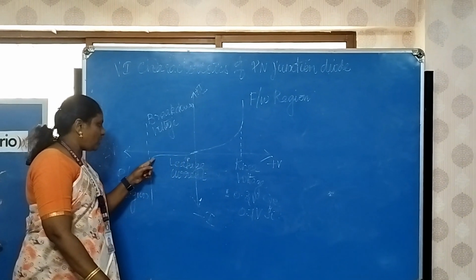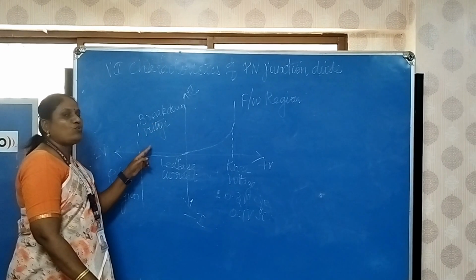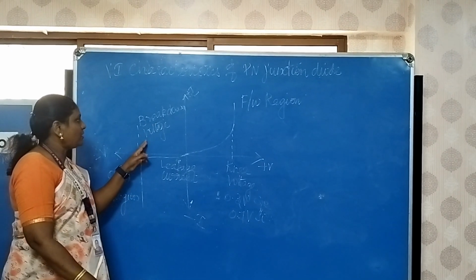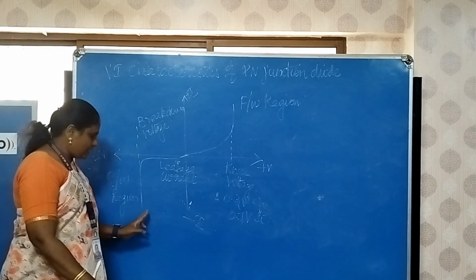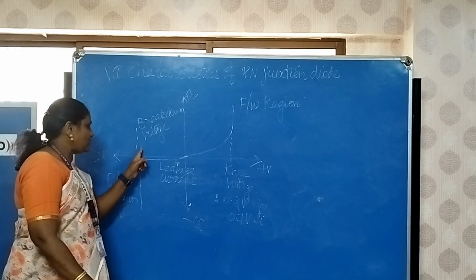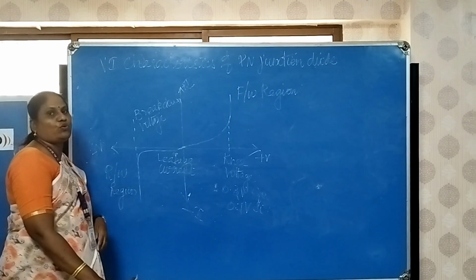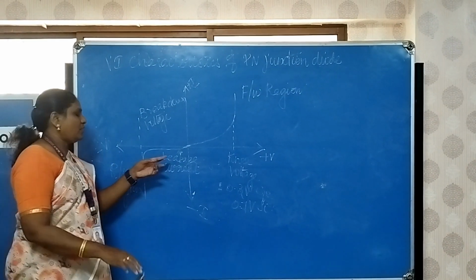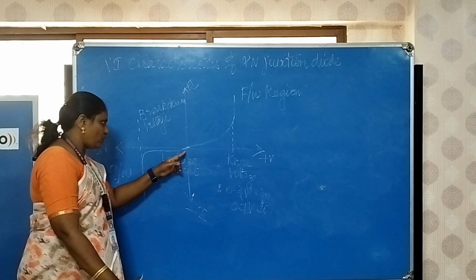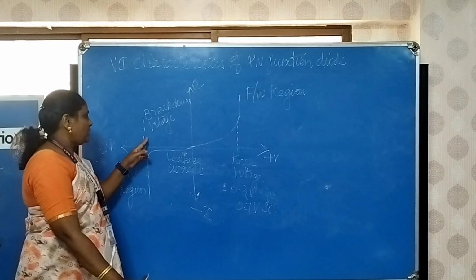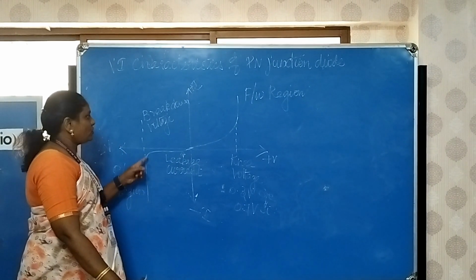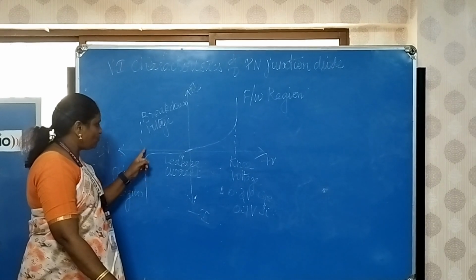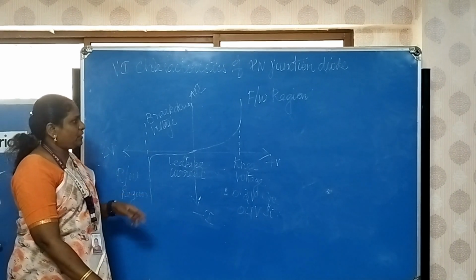At one point, that is called the breakdown voltage, the conduction will suddenly increase. This region is called the breakdown voltage. In the reverse bias of a PN junction diode, we get the leakage current, and at one particular point the current suddenly changes. That voltage is called the breakdown voltage.